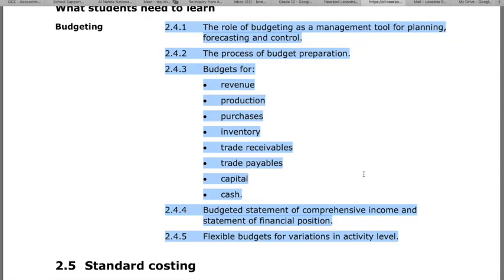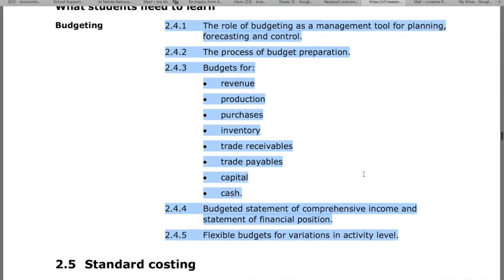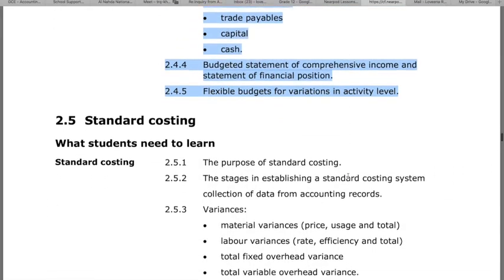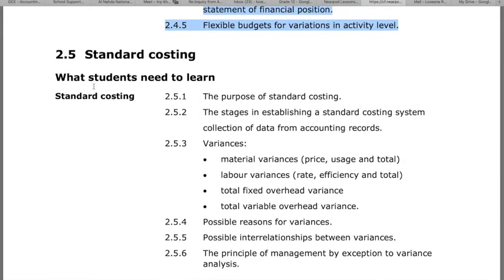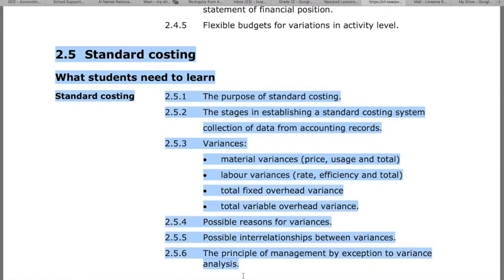Easy. You will not find it that difficult. Okay, budgeting chapter. We are getting into costing here. This year you studied the introduction to costing, total costing, which is very easy. But now we're dealing with standard costing, which is like the heart of costing.